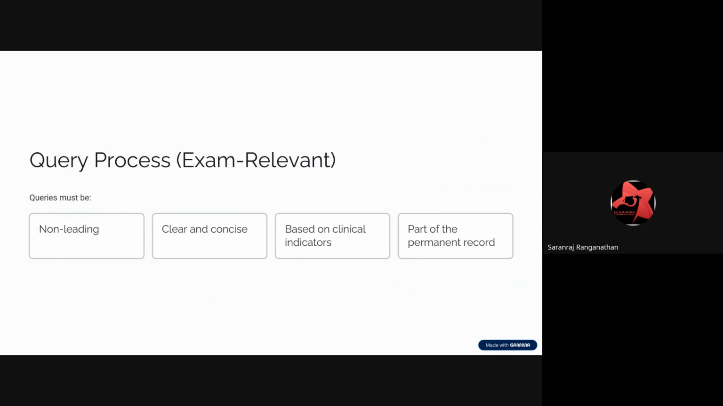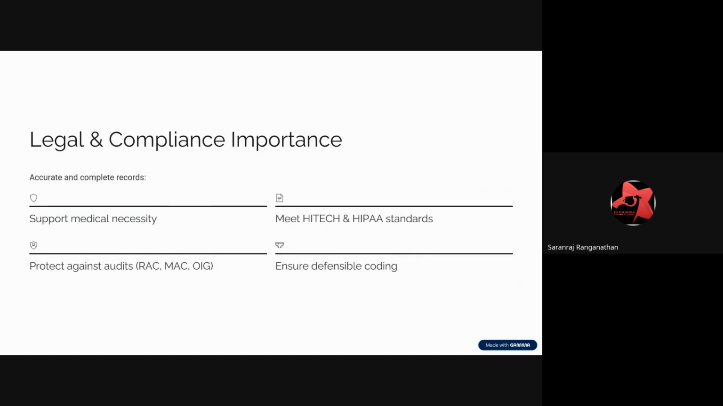Okay, so before querying for completeness and accuracy of the report, I should ensure these 4 points so that the questions will not come back to me, or I will not struggle by asking incorrect questions. On the legal and compliance importance: accurate and complete records will support the medical necessity, meet HITECH and HIPAA standards, and protect against loss. Okay, that is where OIG, MAC, and RAC laws are there. Then it ensures defensible coding.